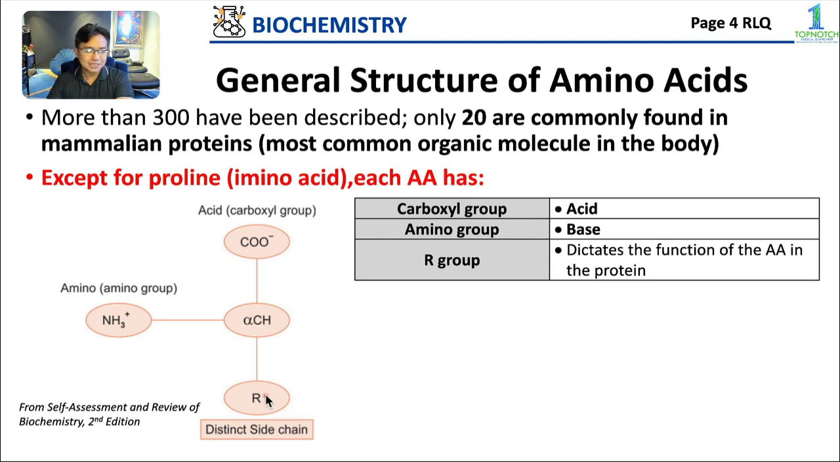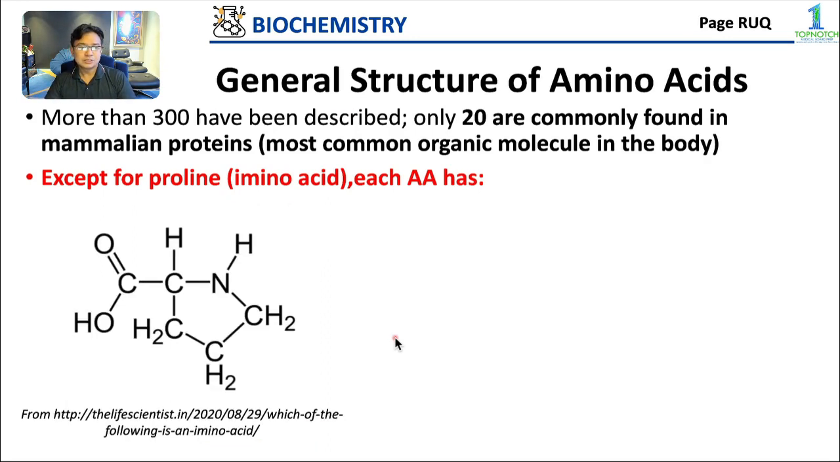Kaya siya amino acid. Meron siyang amino group becoming the base and the acid group representing the carboxyl group. Now, that is the usual structure except for proline. Proline is actually an imino acid. Okay? Meron kang cyclical structure here, making it an imino acid.